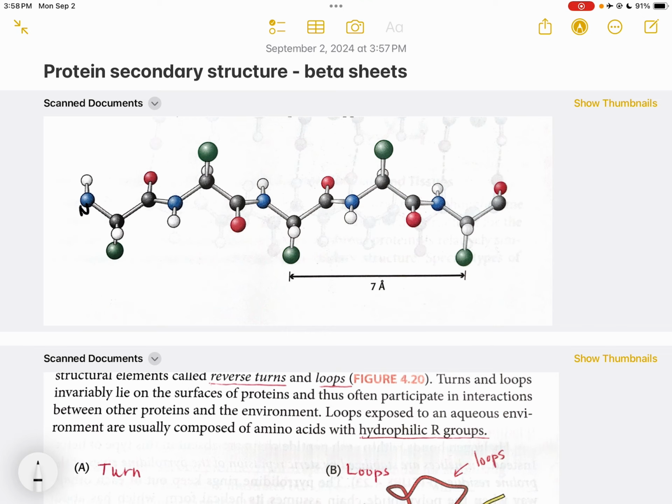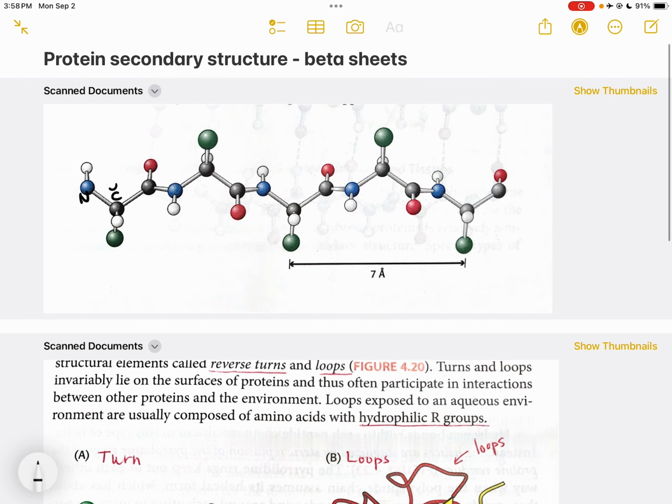We've got an N, here's our alpha carbon, and here's our C double bond O. So this is the first amino acid. And then we have an N, and we have our alpha carbon and our C double bond O. So this is the second amino acid, etc. Notice that the R groups are alternating.